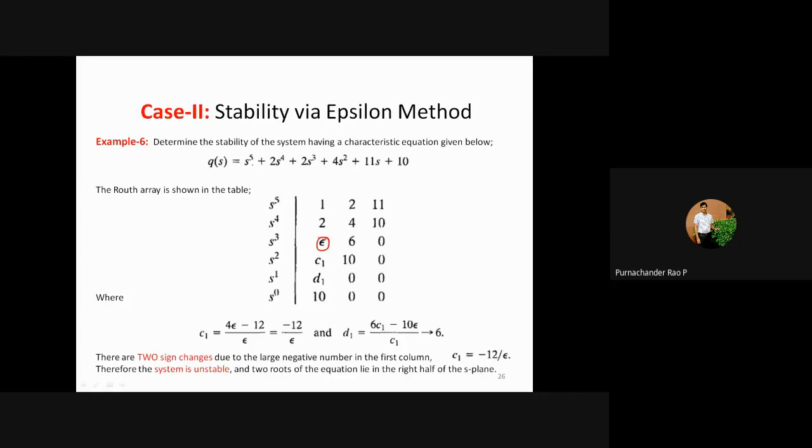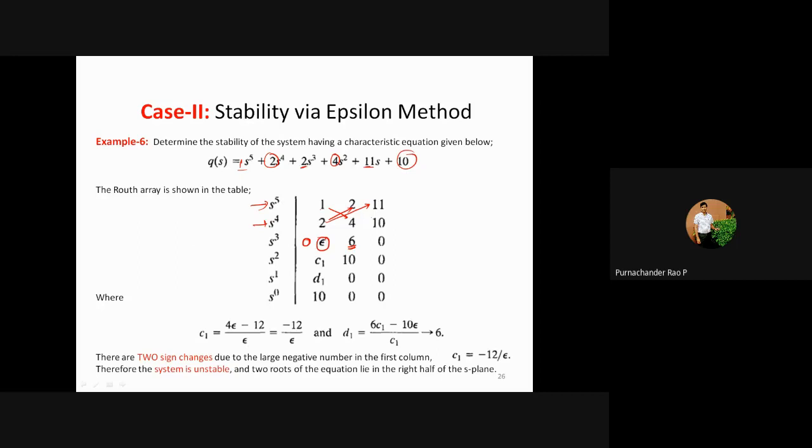Okay, so S power 5, so 1 is there, 1, 2, 11. So 1, 2, 11 should be represented in the first column. Then 2, 4, and 10 are represented in the second column. And because of this, this is 2 plus 2 into 2, 4 minus 4. This is going to be 0. Okay. And next, 2 into 11, 22 minus 10, so 12 divided by 6. So this value is going to be 6.